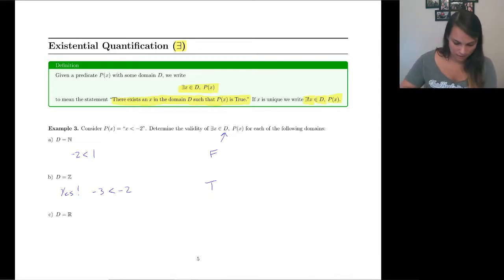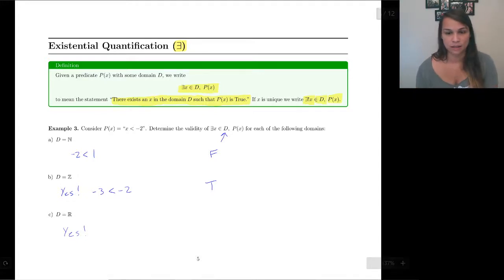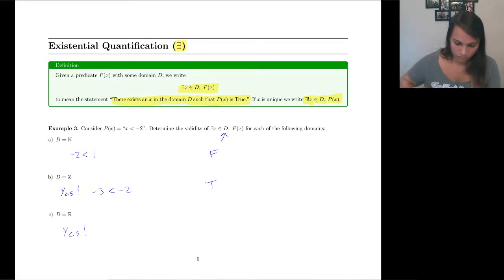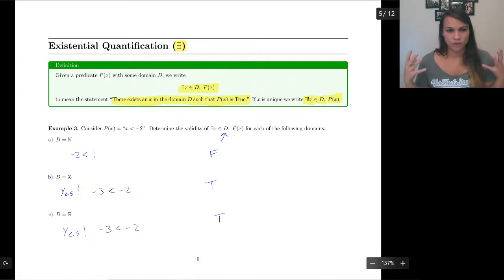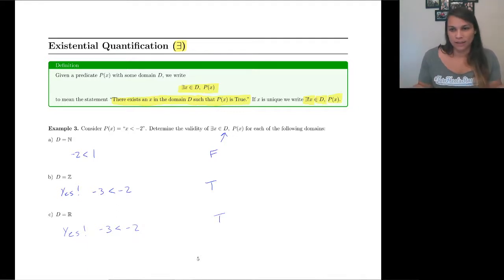And then this guy is also a yes for the exact same reason. We can just use -3 as our example again. Because if you found something that works and then you just add more things in, it's still going to work. Still have the same thing that worked before.